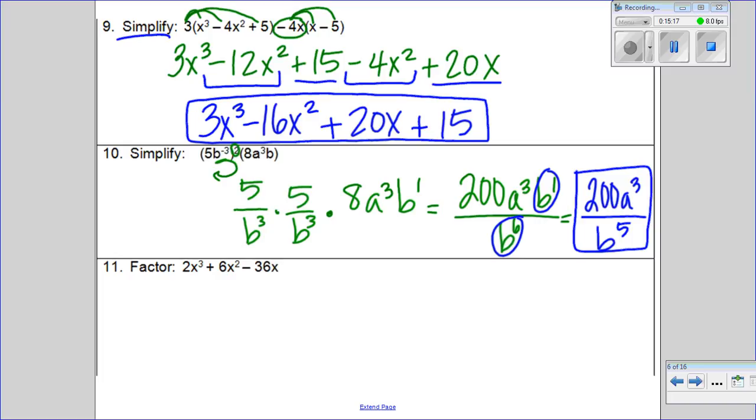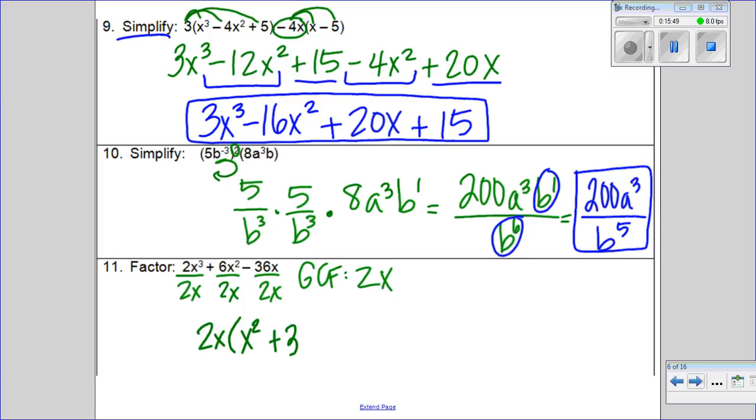Number 11, going to factor once again. So let's look to see if we have a GCF. I do. These numbers are all divisible by 2, and they all have the variable x next to them. X is the smallest one, so that's the greatest common factor that they all have. So I'm going to divide all of these by 2x. And then when I do that, I'm going to get x squared plus 3x minus 18.